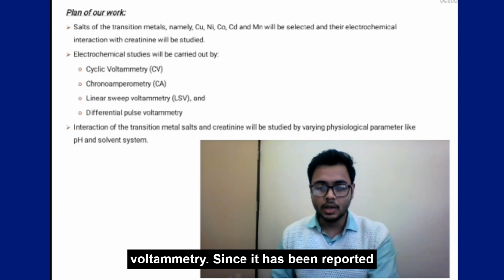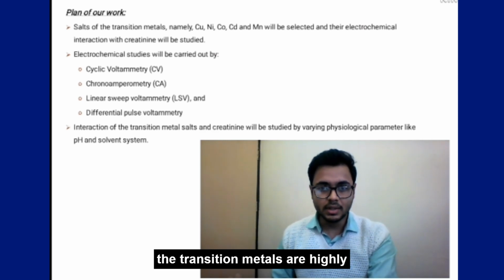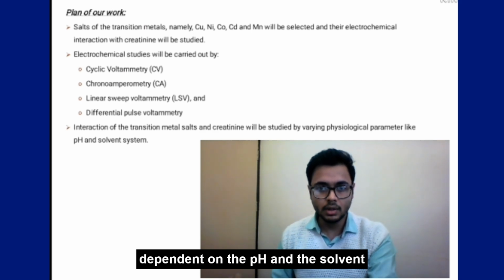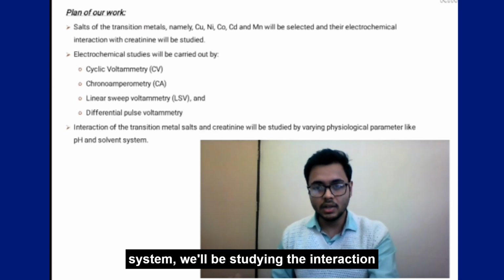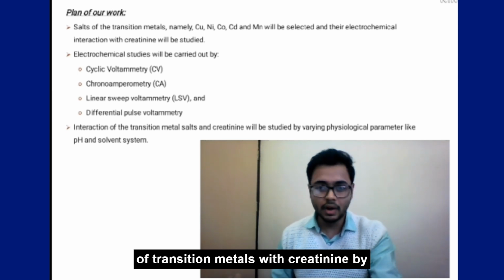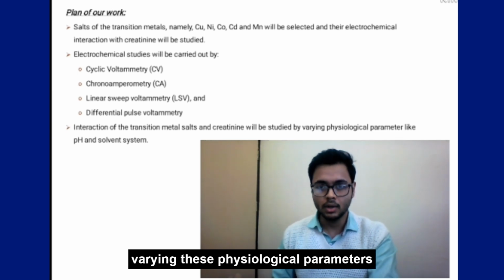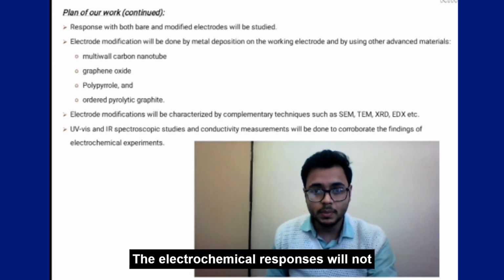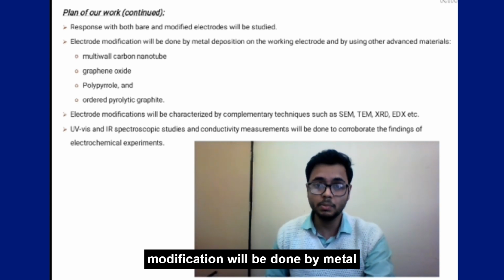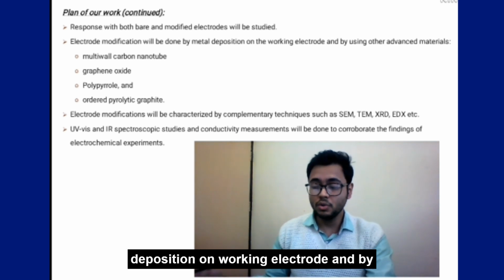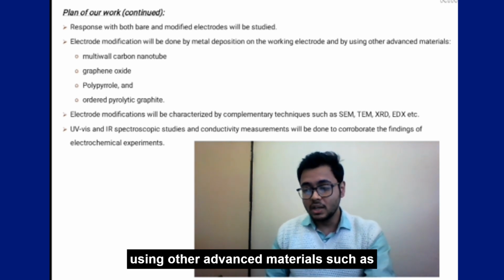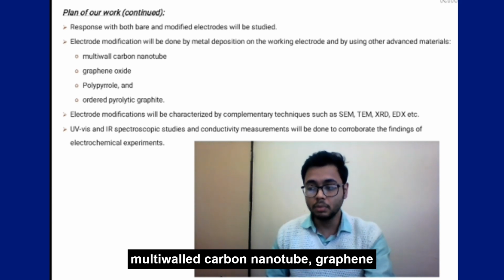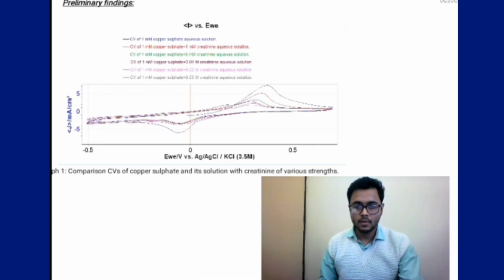Since it has been reported that the complexation of creatinine with transition metals is highly dependent on the pH and the solvent system, we'll be studying the interaction of transition metals with creatinine by varying these physiological parameters of pH and solvent system. The electrochemical responses will be studied not just for the bare electrode but also for modified electrodes. Electrode modification will be done by metal deposition on the working electrode and by using other advanced materials such as multi-walled carbon nanotube, graphene oxide, polypyrrole, and ordered pyrolytic graphite.